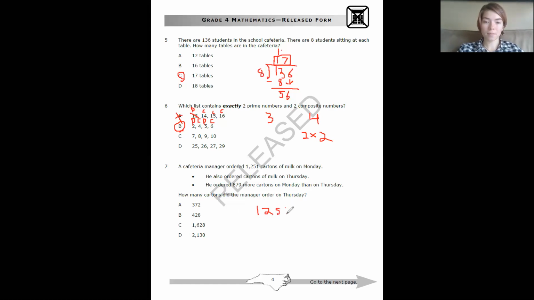So we're going to do 1,251 minus 879. And when we do this, we can't subtract 9 from 1, so this 5 becomes a 4, and the 1 becomes an 11. 11 minus 9 is 2. Can't subtract 7 from 4, so we borrow from this 2. That becomes a 1. 14 minus 7 is 7. Can't do 1 minus 8, so you take from this 1, that becomes a 0. This becomes an 11. 11 minus 8 is 3. So our answer is just 372.